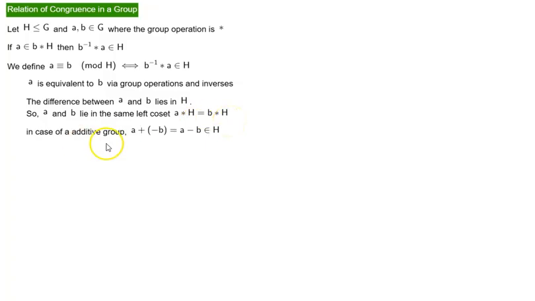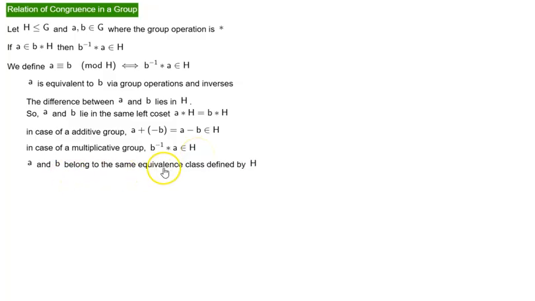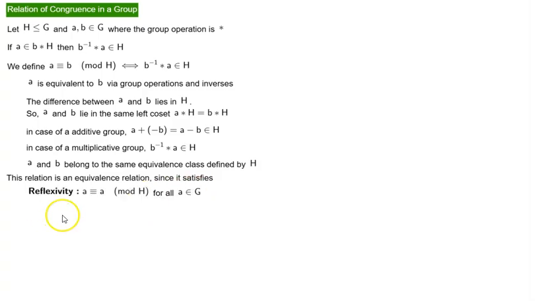In case of an additive group, A plus minus B, which is A minus B, will be in H. In case of a multiplicative group, B inverse times A is in H. A and B belong to the same equivalence class defined by H. This relation is an equivalence relation since it satisfies reflexivity.